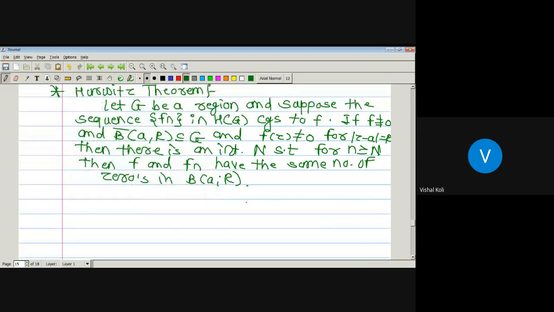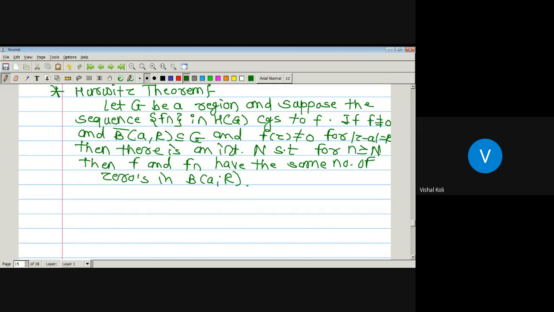What is the Hurwitz theorem? It gives you any region, and suppose there is a sequence Fn in H of G, where H of G is the space of all the analytic functions on G, which converges to F. It means clearly that Fn converges uniformly to a function F, and whenever F is not equal to 0 and the closed disk about A is a subset of G, and F of z is not equal to 0 on the boundary points of that circle, then there is an integer capital N such that whenever small n is greater than or equal to N, f and fn have the same number of zeros in the open ball about A of radius R. Here we just have to use the definition of uniform convergence.